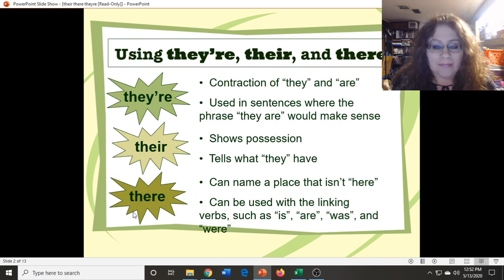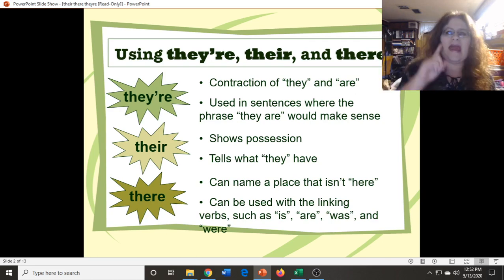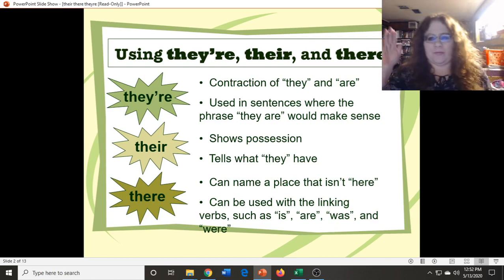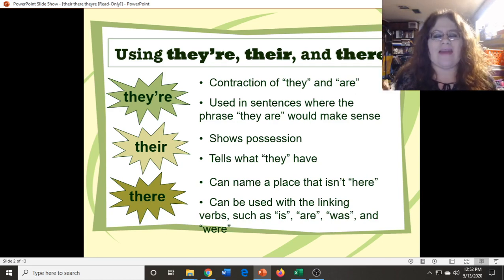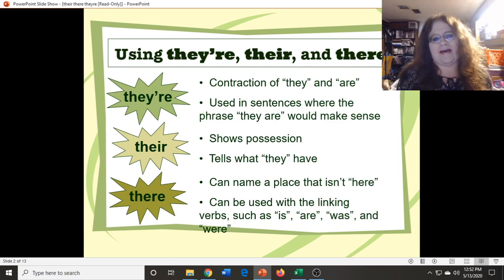There names a place that isn't here. And it is a location word, like there is the house. There are my friends. So it's almost like you're pointing out something. Okay. There's also used as an adverb, answering the question where. Where is the house? The house is over there.